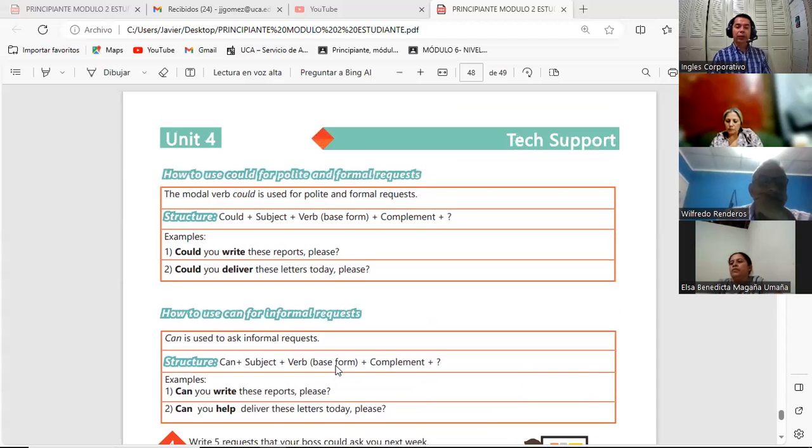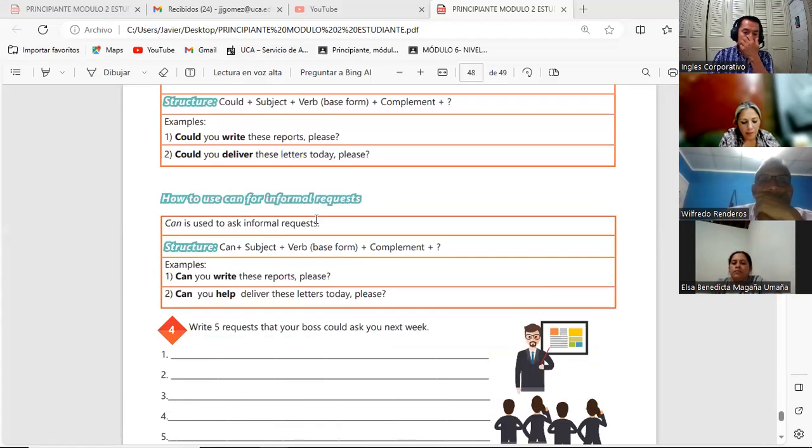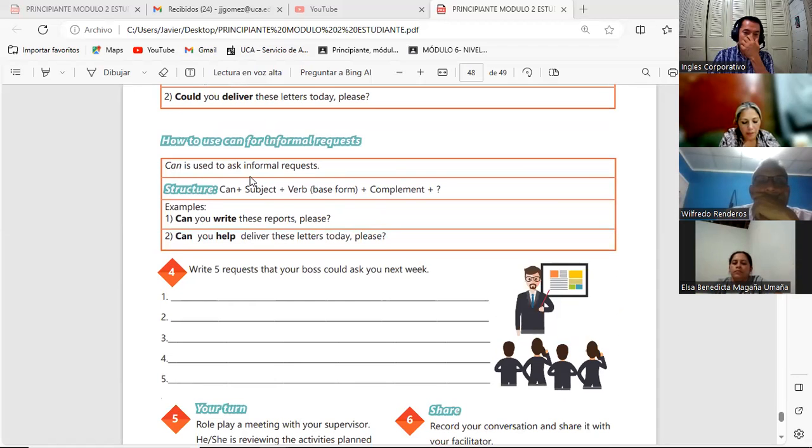Okay. Look. How to use could for polite and formal requests. So when you use could, it's polite, amable, right? Could plus the subject plus the verb in the base form. Could you write these reports, please? Could you deliver these letters today, please? Right? And the next one is with can. Notice can is used to ask informal requests. Can, subject, verb, plus base form, right? Okay. Can you write this report, please? Can you help deliver these letters today?